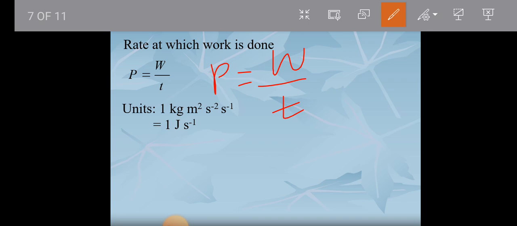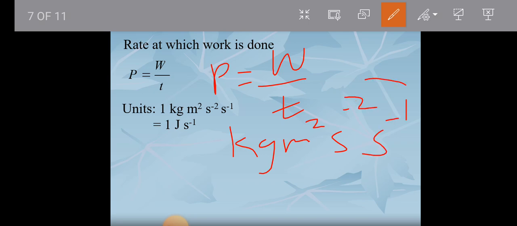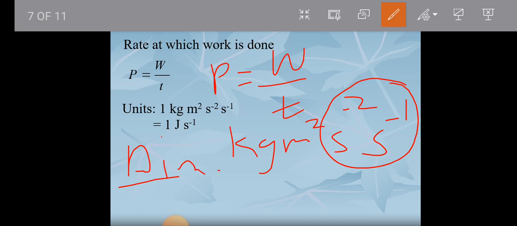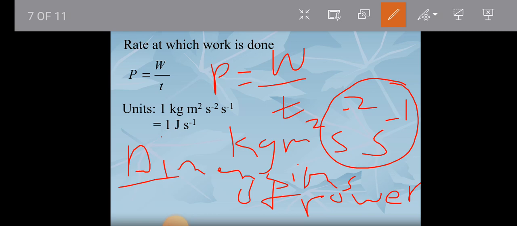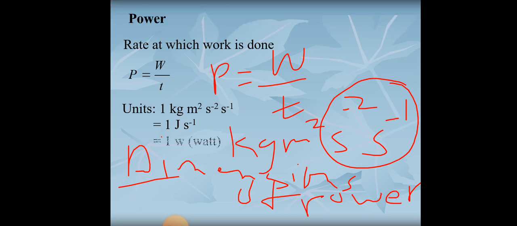And we need to know that the unit of power is kg m² s⁻³. You solve this, then that will be the units of power. So from dimensional analysis, the exercise which I'm going to give you is to use dimensional analysis to find the dimensions of power.